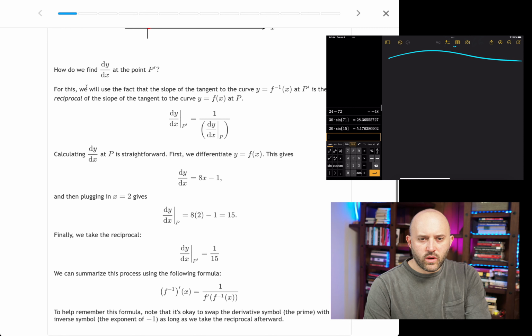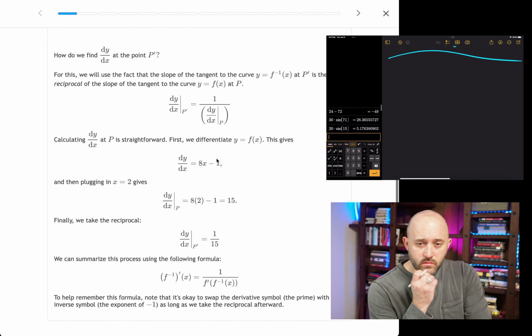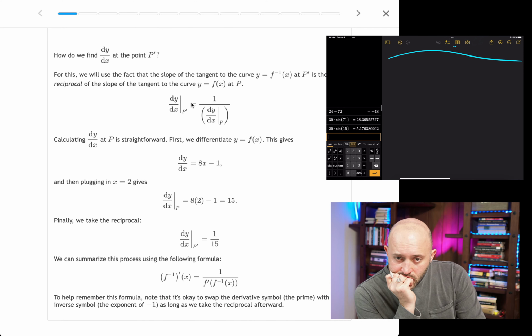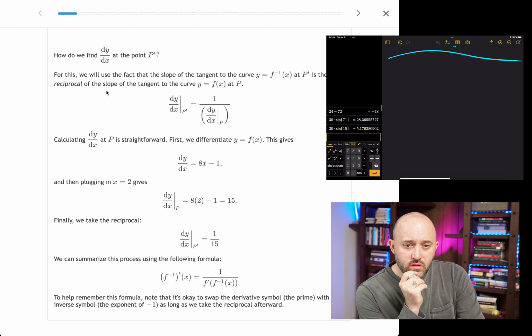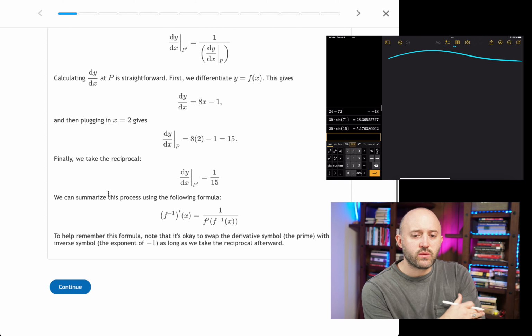How do we find dy/dx at the point P star or P prime? We just take the slope of the tangent at that line. It's the reciprocal of the slope of the tangent at f of x. Yeah, makes sense. Calculating dy is straightforward: differentiate y, plug in, which gives x of 2, then we take the reciprocal. So we can summarize the process by using the following formula.